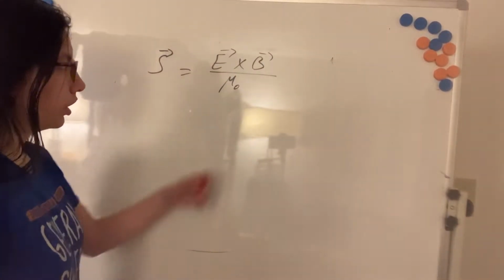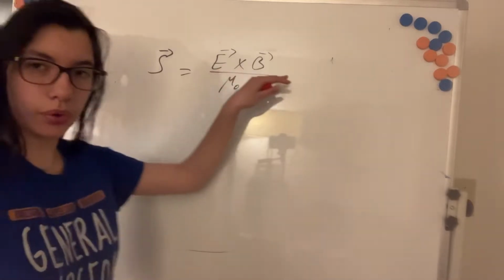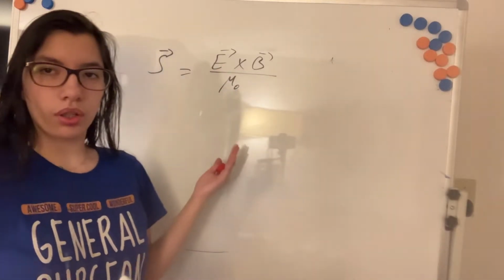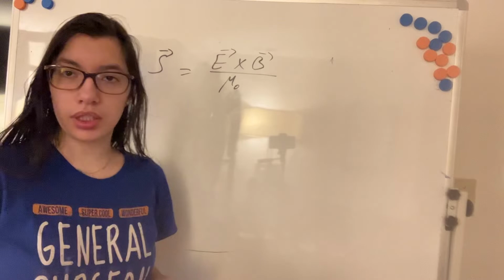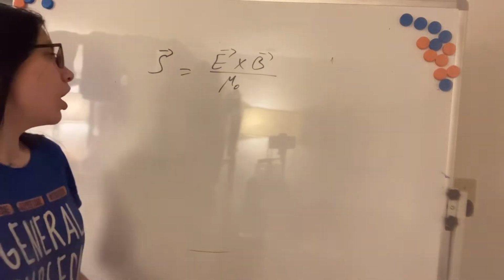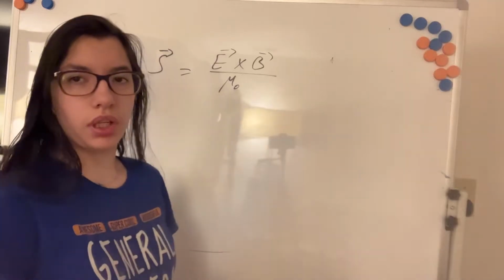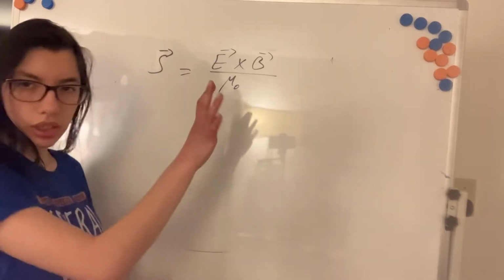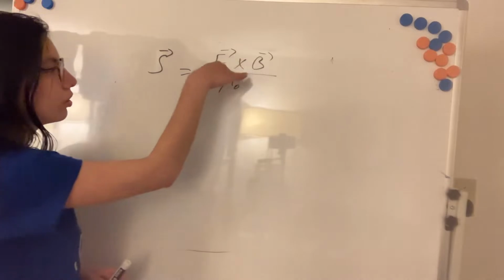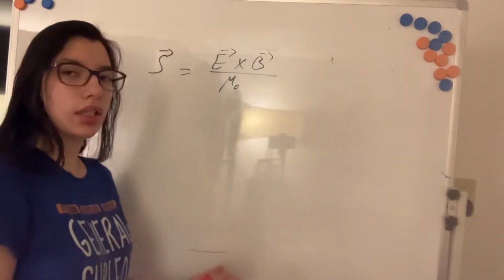The reason for which we like the notation with the cross product, even though it is not necessary because always the electric field and the magnetic field are perpendicular, is because this cross product gives us the direction of the electromagnetic radiation with the right hand rule. So for that we use the cross product just to indicate the direction.